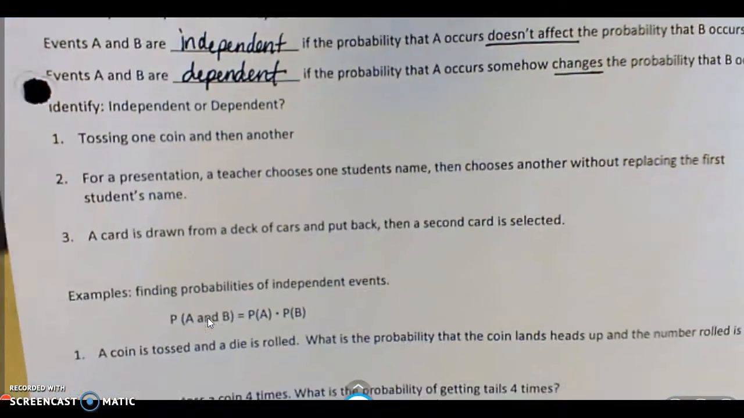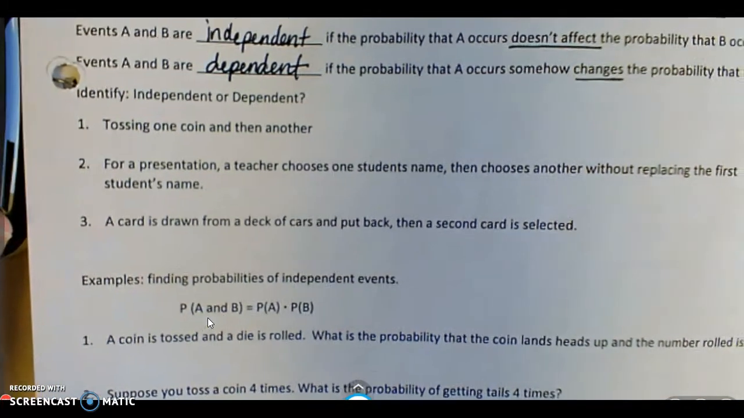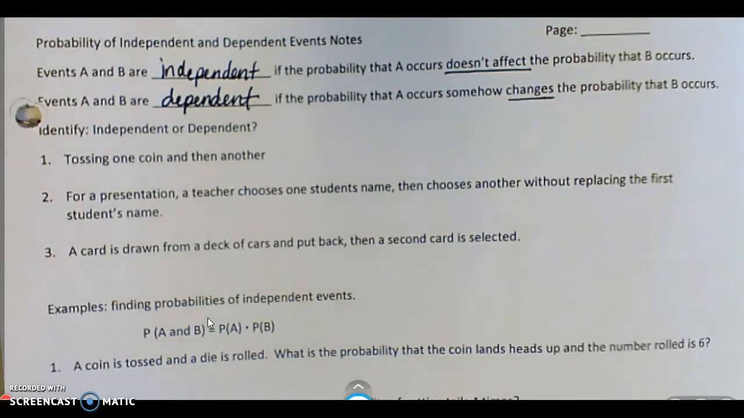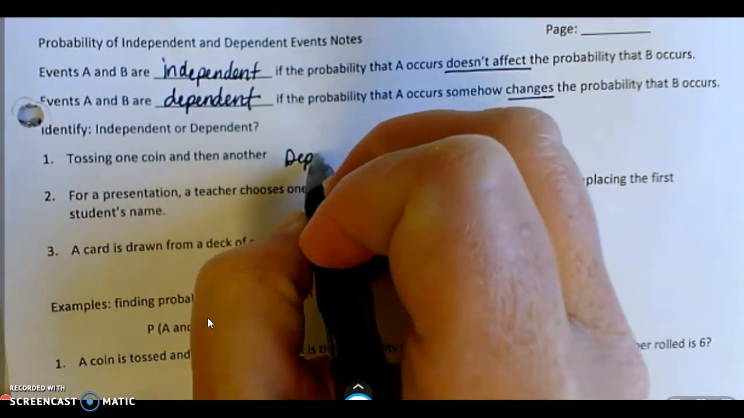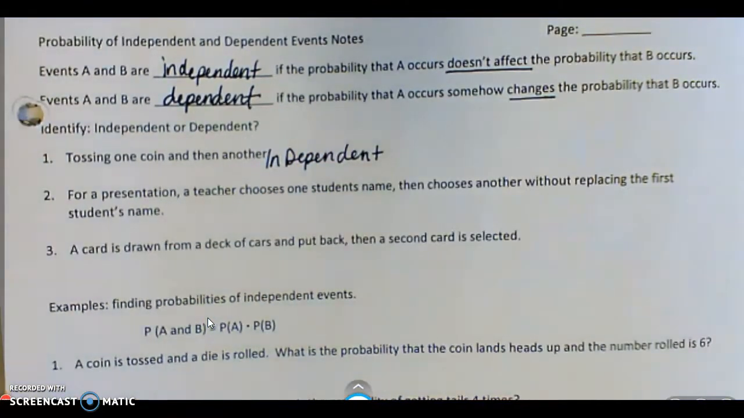Okay, so let's look at some events and let's determine if they are actually independent or dependent. So number one, tossing one coin and then another. If I toss one coin and then toss another, whatever happens on that first toss, it doesn't matter because it's not going to affect whatever happens on the second toss. So these two events are independent. They're independent because the two events have no effect on each other. It doesn't matter if I get heads the first time or tails the first time, I'm still going to have the same probability the next time.